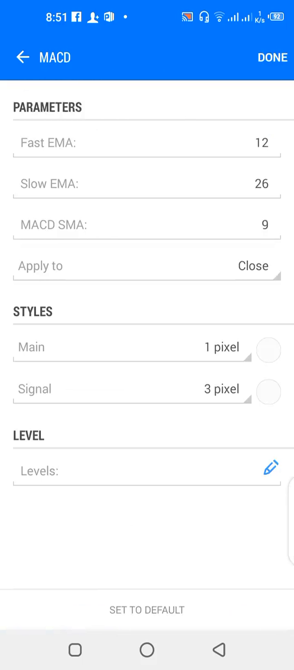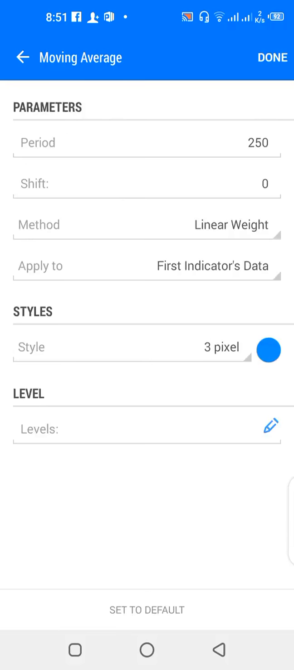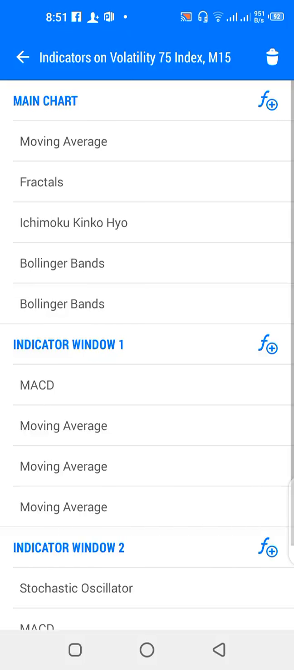The fast EMA is 12, slow EMA is 26, MACD SMA is 9, apply to close. Okay, no color. Then we have a moving average. The period is 250, shift is 0. Method is linear weight, applied to first indicators data, color is blue.